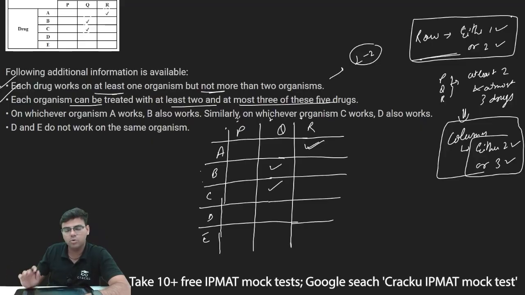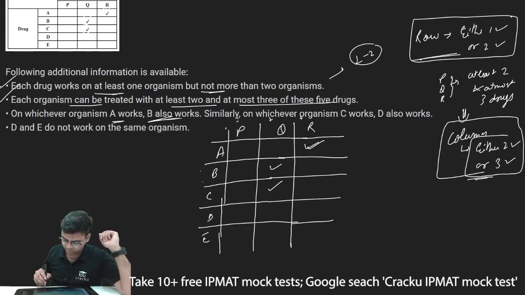So we have to remember, a row can have either 1 tick or 2 ticks, and a column can have either 2 ticks or 3 ticks. On whichever organism A works, B also works. So I can clearly see on organism R, A is working, so B will also work.